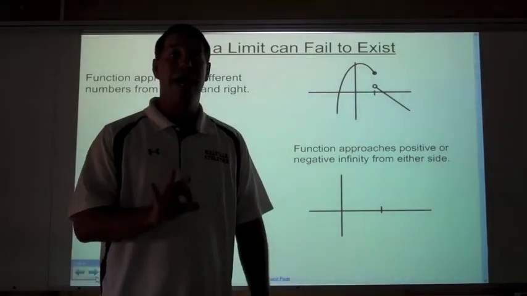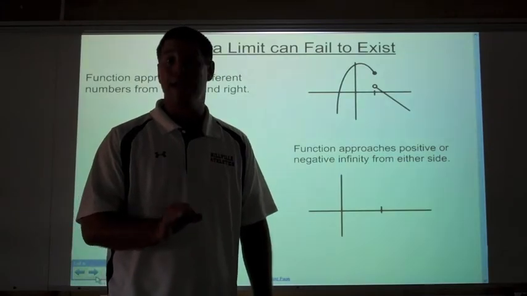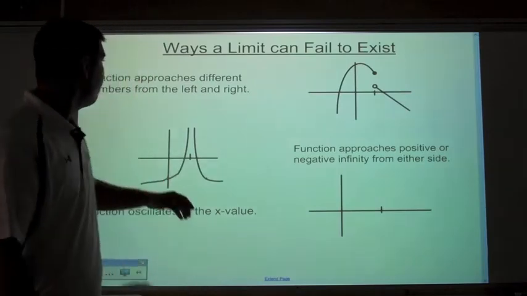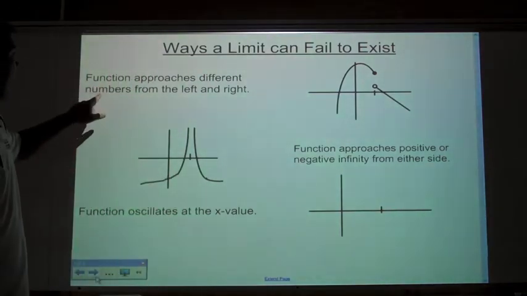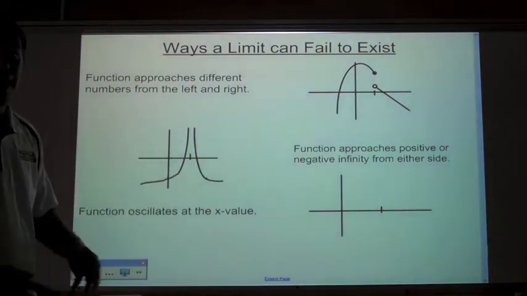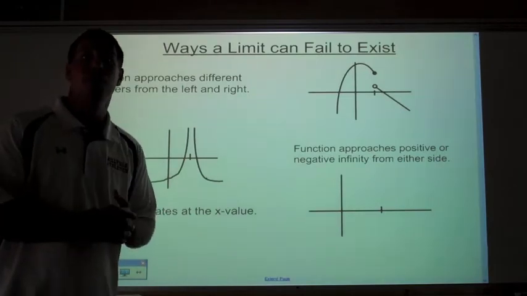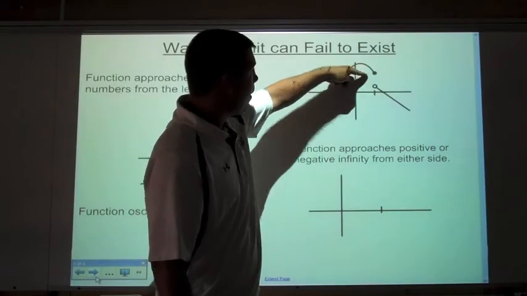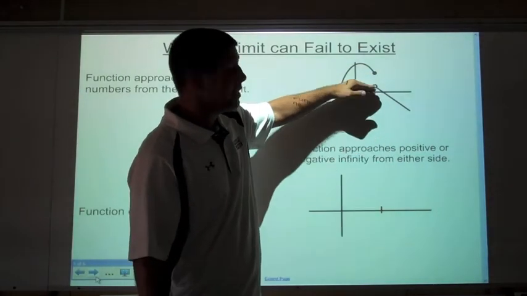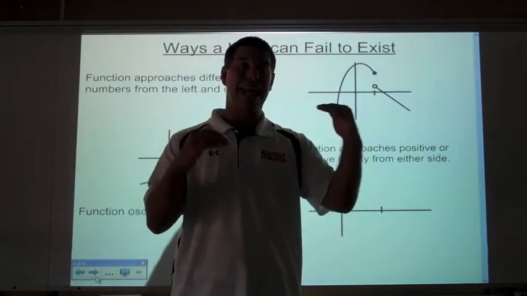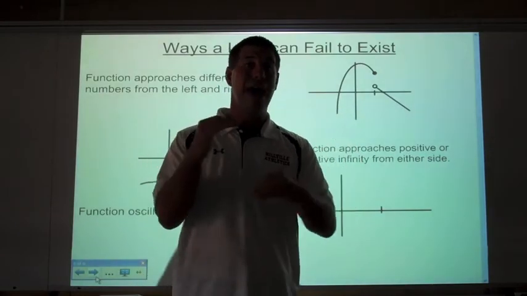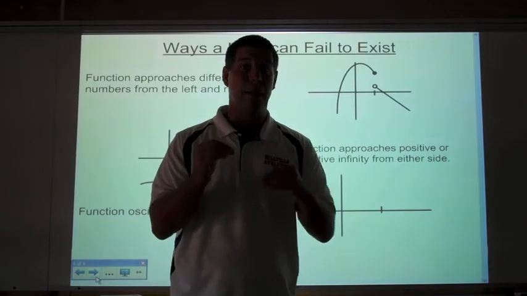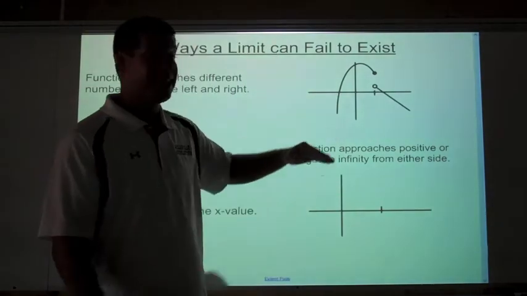There are three ways a limit can fail to exist. The first way is one we just talked about. The function approaches different numbers from the left and from the right. Approaches different y values from the left and from the right. So you see from the left here, the function is approaching something up here. From the right, it's approaching something down here. Therefore, it's coming at different y values from both sides. Doesn't matter high, low, close, whatever. If it's not the same exact number, then the limit is said to not exist.